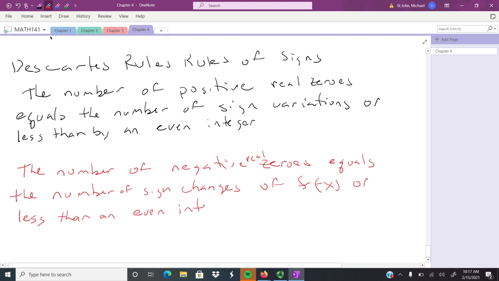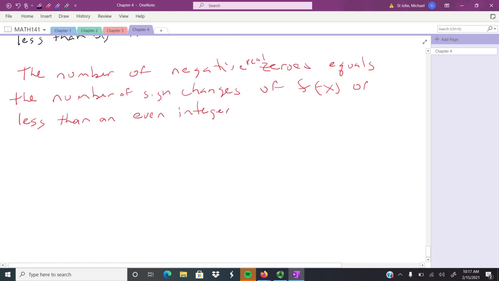So let's go back to the problem we were working and see if we can figure this out and see if we can narrow this down a bit. So let's write down our function again. We had f of x equal to 2x cubed plus 11x squared minus 7x minus 6. So first off, let's look for the positive real zeros.